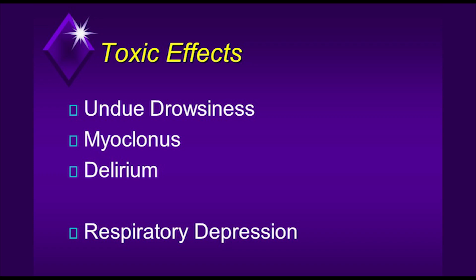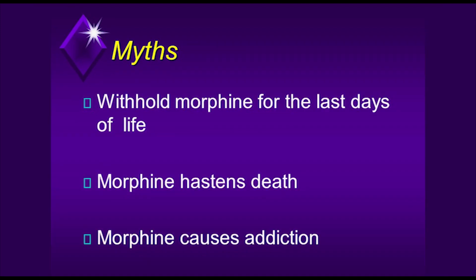You may see some toxic effects when it exceeds what is required for its pain relief or therapeutic effect. You know the patient is developing toxicity when the patient is very drowsy, eating and sleeping. Myoclonus, abnormal movement, the hand jerking while sleeping. Delirium, confusion, or respiratory depression. So these are the toxic effects of opioids.